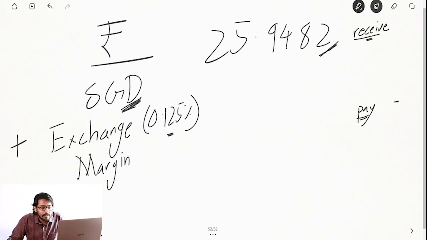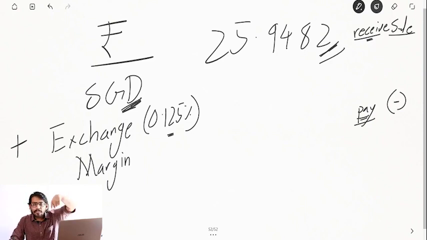Therefore, here you have to subtract. Or in other words, if it is a sale, your exchange margin has to be reduced. Guys, understand? If you are buying, for each Singapore dollar, you have to pay 25.9482. Additionally, you have to pay exchange margin, so add. If you are selling, you will receive 25.9482, but you have to pay exchange margin. So here you have to subtract.